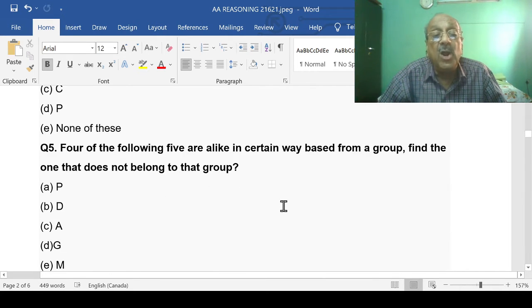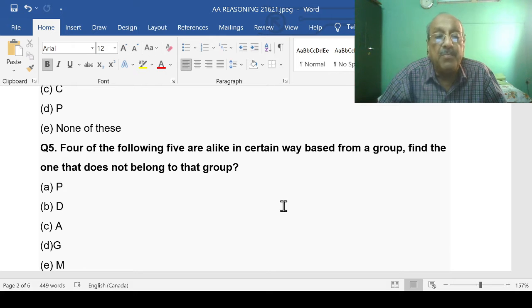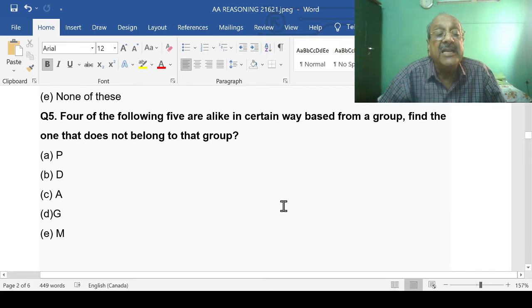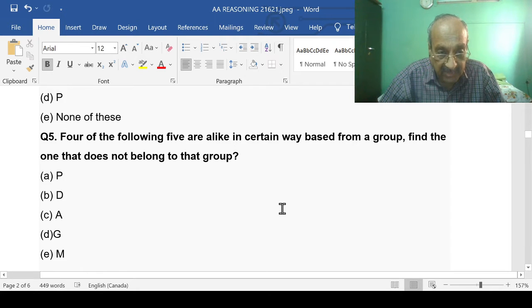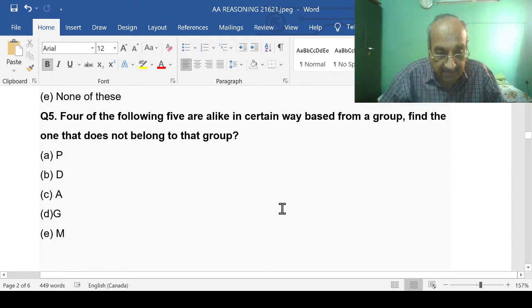Four of the following 5 are alike in a certain way and form a group. Find the one who does not belong to that group. That is P, D, A, G, M. So these are the 5 questions. Hope you have answered.